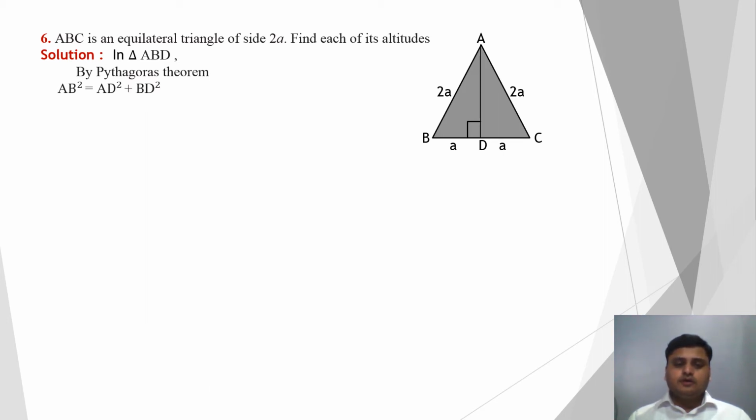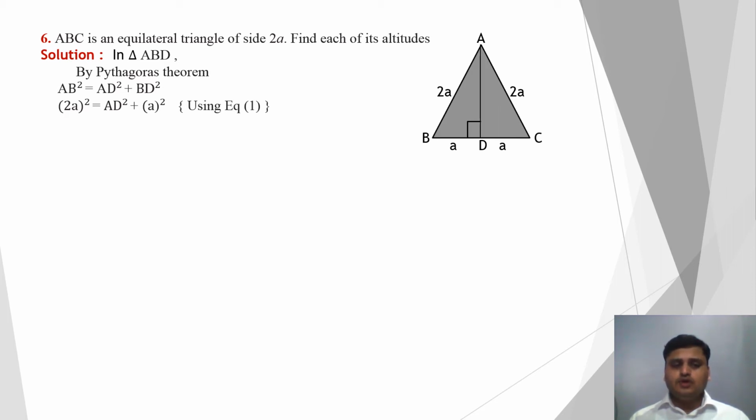Now write down the value of AB square, that is 2A whole square, is equal to AD square, which we don't know because we need to calculate, plus BD, which will be replaced by A whole square. Okay. After this, what will we do? We will open the square.